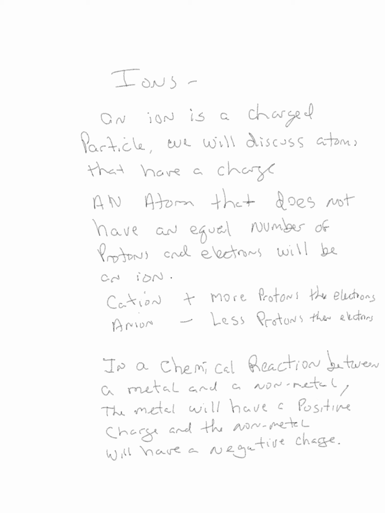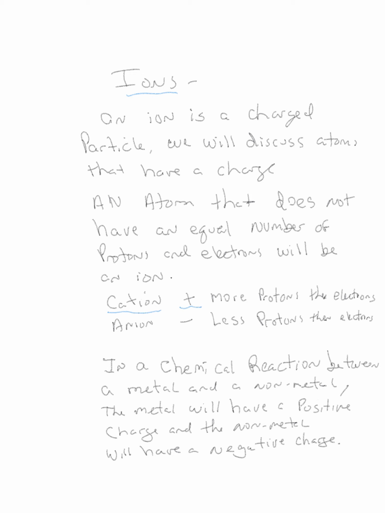Now, ion, this is another term we'll see describing elements. An ion is a charged particle. And we'll talk more about that later on. But what you need to know now is that if the number of electrons and protons is the same, an atom will not have a charge. However, if the number of protons is more than electrons, it will have a positive charge. And that's called a cation. So a cation is a positive ion.